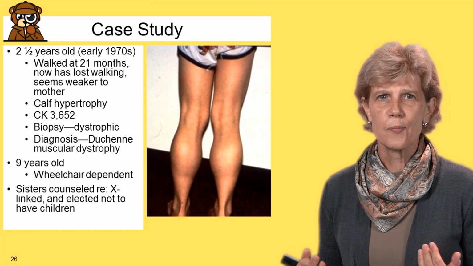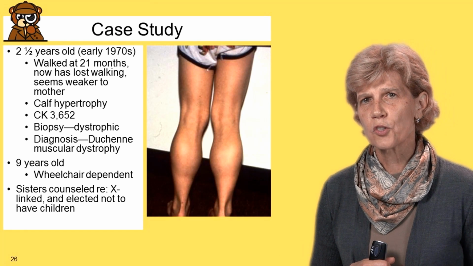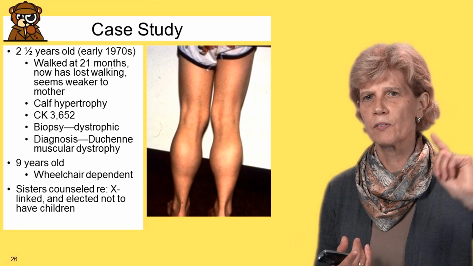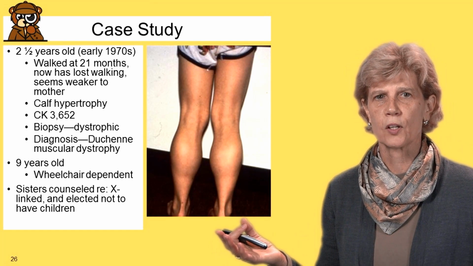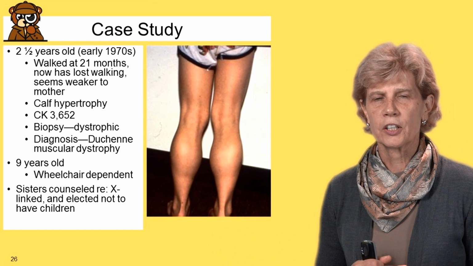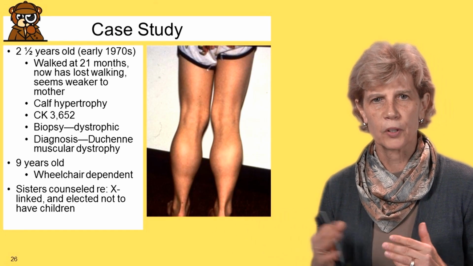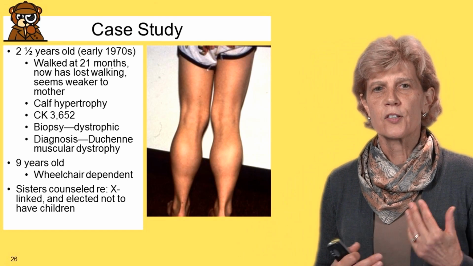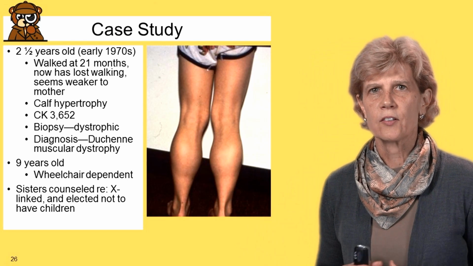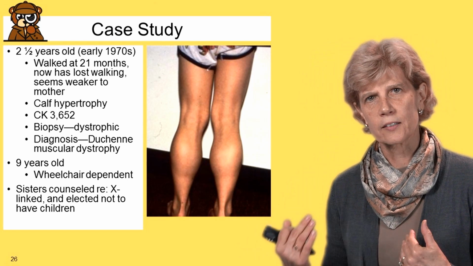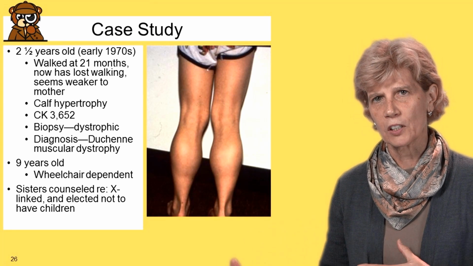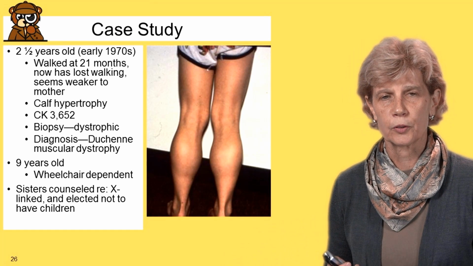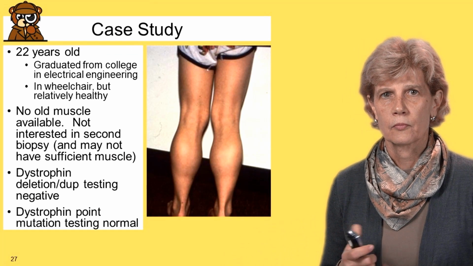And his muscle biopsy, this was in the early 1970s, just showed that he had muscular dystrophy. So, young boy, high CK, muscular dystrophy, calf hypertrophy: the diagnosis was Duchenne muscular dystrophy. He went into a wheelchair at age 9, consistent with Duchenne muscular dystrophy prior to the steroid era. And his sisters had genetic counseling, and they were told that this is an X-linked disorder. They had a 50-50 chance of having an affected male if they had a male child, and they both elected not to have any children.